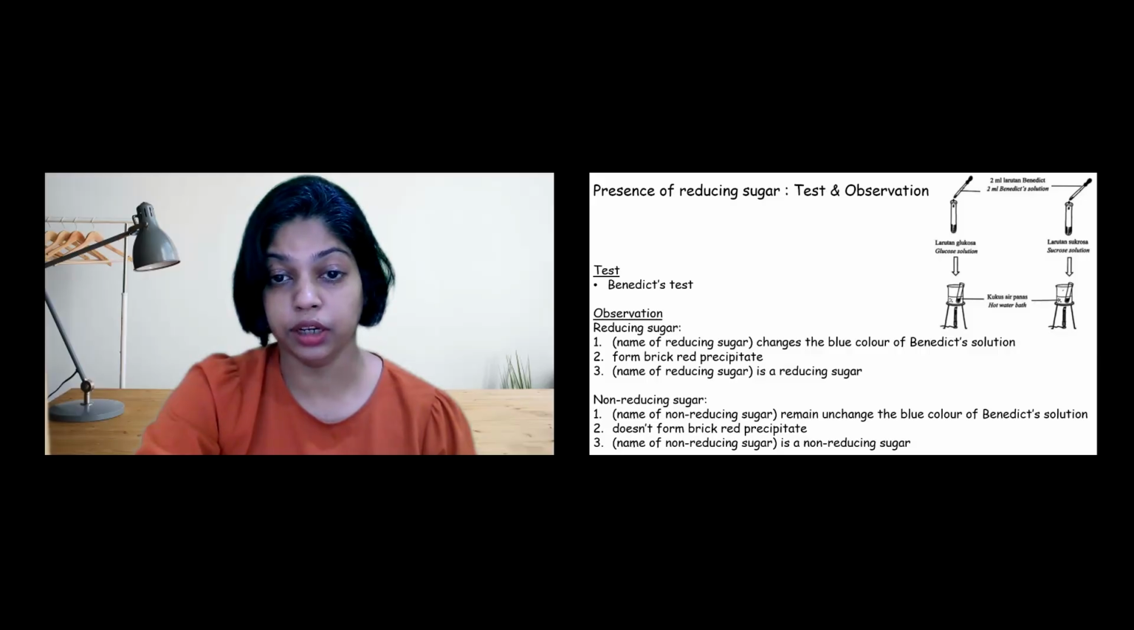Presence of reducing sugar can be tested using the Benedict test. To explain the observation of the presence of reducing sugar, state the name of the sugar being tested and describe whether the sugar changes or remains the blue color of Benedict solution. Then whether the sugar forms or doesn't form brick red precipitate. Then conclude whether the sugar is a reducing sugar or non-reducing sugar.